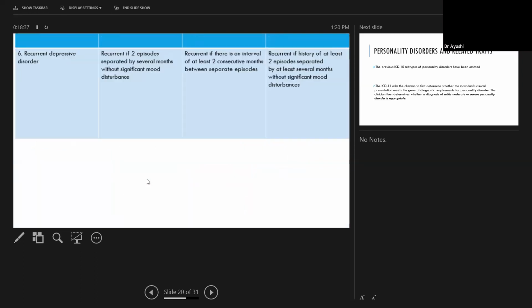And for recurrent depressive disorder, in ICD-10, 2 episodes should be separated by several months without significant mood disturbances. For DSM-5, there is an interval of at least 2 consecutive months between separate episodes. And for ICD-11, it is called recurrent if history of at least 2 episodes separated by at least several months is present without significant mood disturbances.